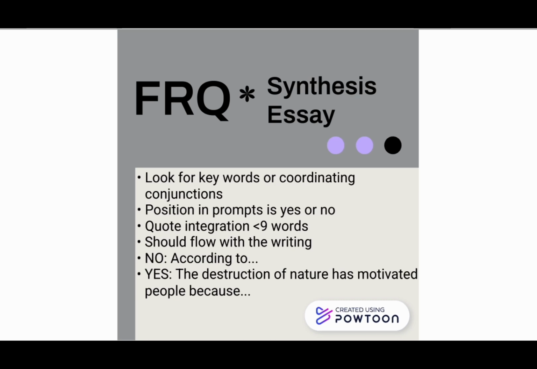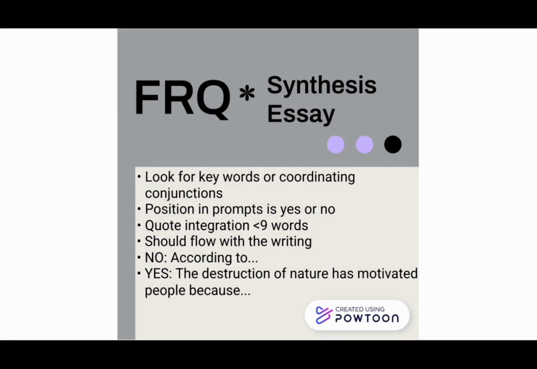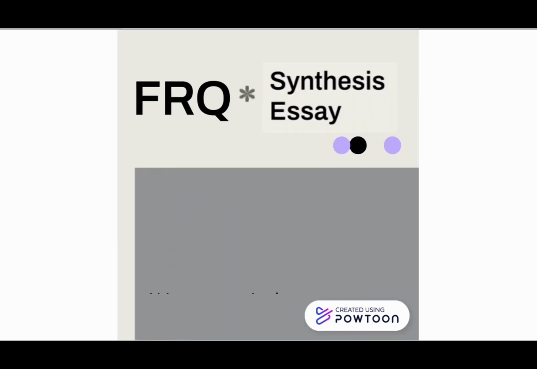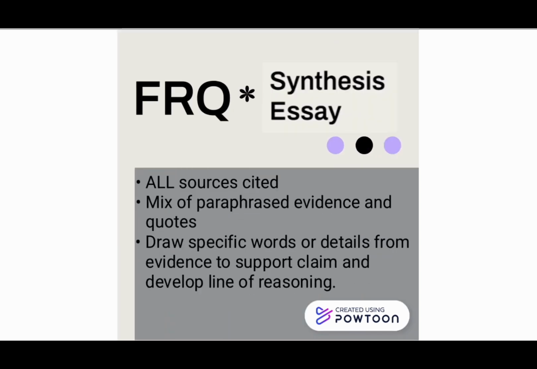Position in prompt is yes or no. Quote integration, about 9 words. It should flow with the writing, avoid "according to," and use, for example, "the destruction of nature has motivated people" because all sources must be cited. Mix of paraphrased evidence and quotes. Draw specific words or details from evidence to support claim and develop line of reasoning.